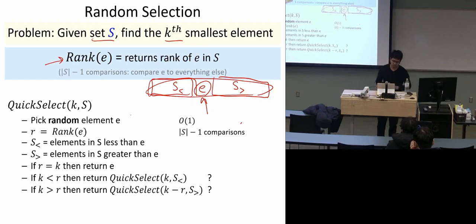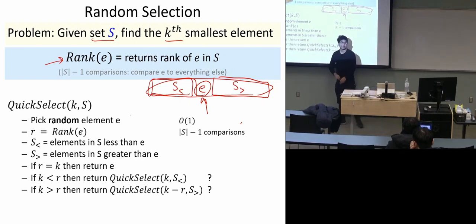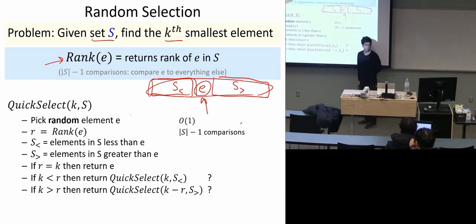Good. So now let me present the algorithm. The algorithm is just here. First, I'm going to pick a random element E. This is where I use randomization. Just choose a random guy. Then I compute the rank of E, and that gives you the elements that are less than E and the elements that are more than E.